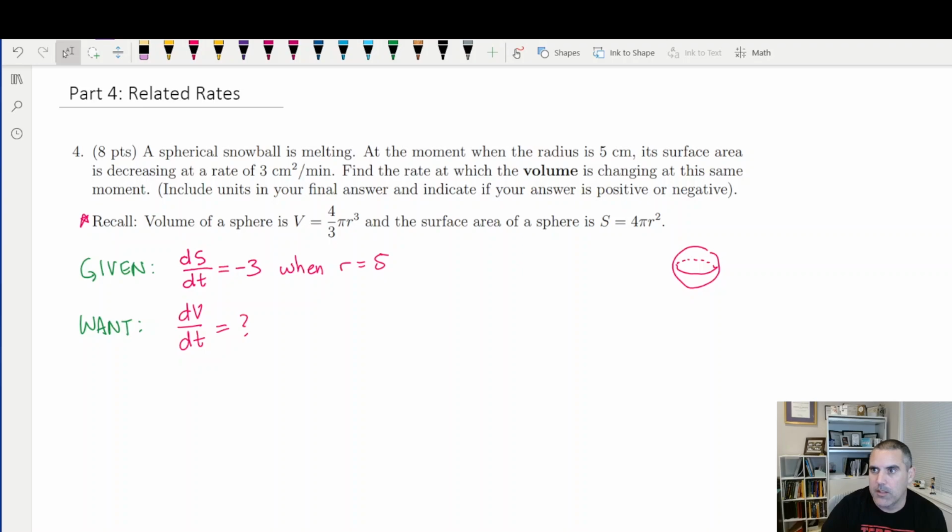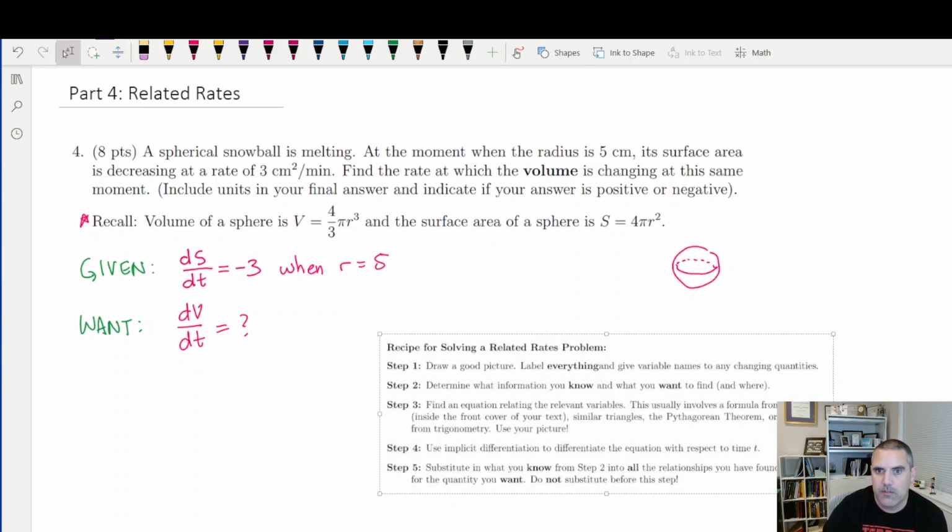If you want a more thorough process, I did copy, let me see if I can find it here, I copied from my review sheet. And you could add things as you're doing these problems to your review sheet. Here's a copy from my review sheet.